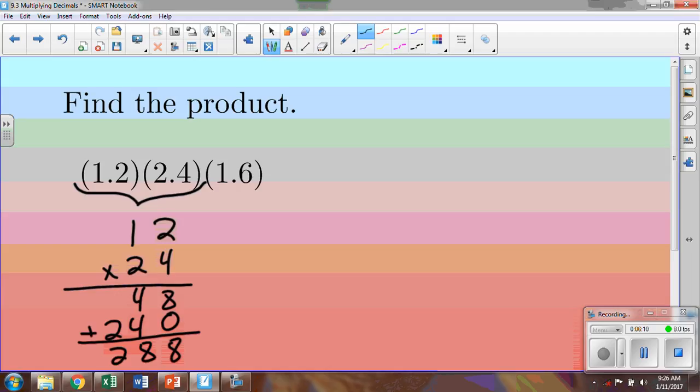Where would the decimal go in that 288? Well, 1.2 and 2.4: when we're counting, we would see 1 and 2 digits after the decimal, so it needs to come in 1 and 2 places from the end. 1.2 times 2.4 gives us 2.88.